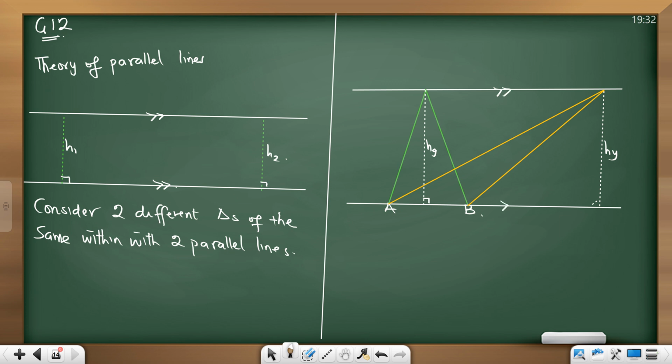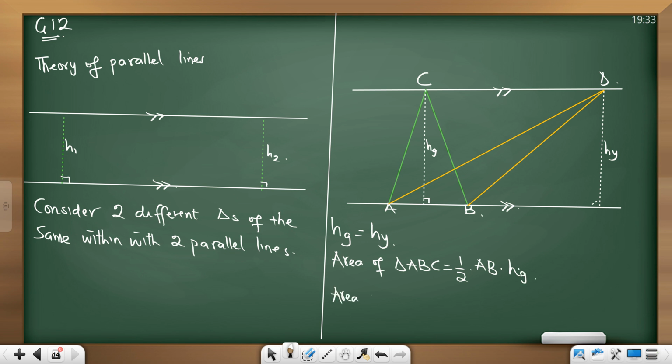Remember, these two lines are what? Parallel. This is not a theorem. This is going to build to the theorem. What do you notice? HG is the same as what? H1. We usually use H1 and H2, but I'm using colors this time. Let's call this ABC. Good. Let's look at the area of triangle ABC. It is half base times what? Height. H green.